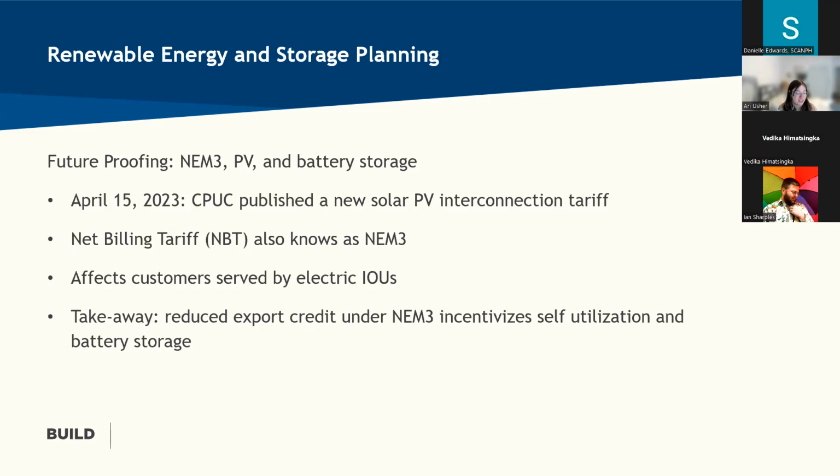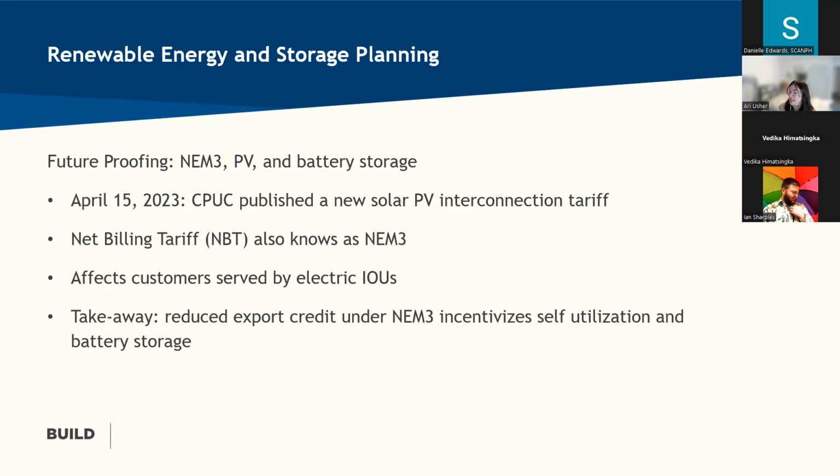So I'm going to provide a little bit of context for the folks on this call. Some of you may be aware that last year, the CPUC published a new solar PV interconnection tariff. So the economics of solar PV are influenced in part by the interconnection tariff with the utility. For projects under the new net billing tariff, which we also call NEM 3, one of the main differences from NEM 2 is that the export credit for solar generation has been reduced under NEM 3. And this is affecting customers served by electric IOUs.